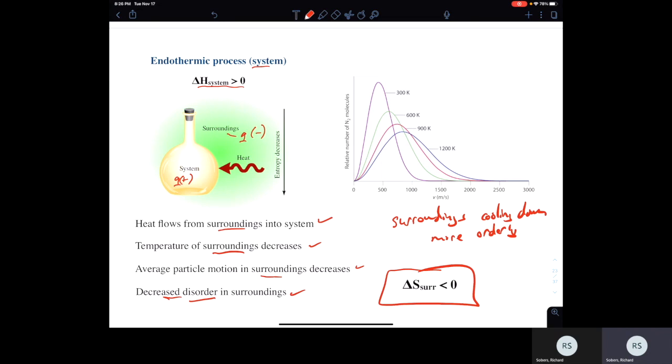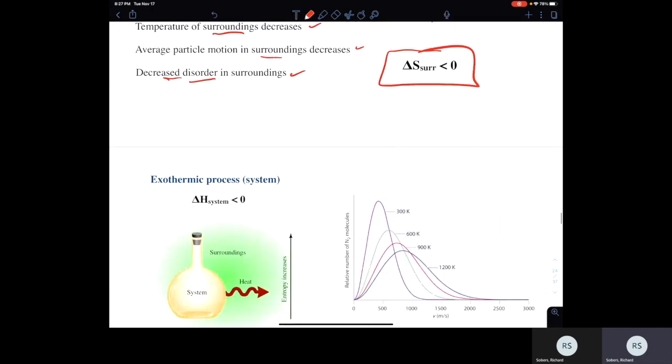So why am I focusing on the surroundings? Because the endothermic process of the system could be anything. The system could be just a temperature change, or maybe it's a chemical reaction, or maybe it's a physical change like melting or freezing. And we can take a look at that on its own. But in terms of the surroundings, whatever was going on in the system, there's exchange of heat with the surroundings. And we want to know what to expect for the surroundings.